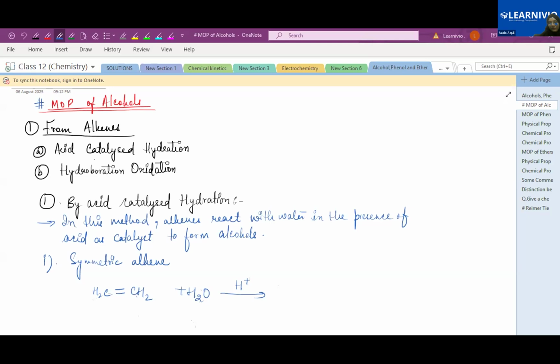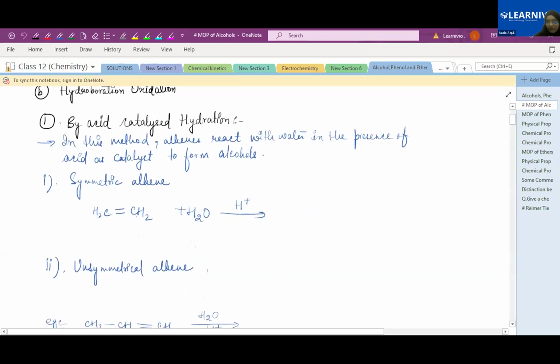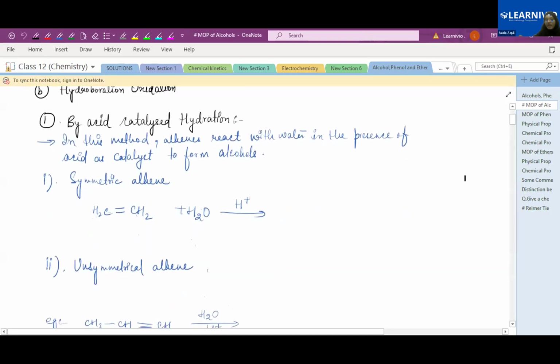So let's first see the first reaction, by acid catalyzed hydration. So what does this mean? Acid catalyzed hydration: hydration in the presence of an acid as a catalyst. In this method, alkenes react with water. First, alkene का hydration होता है in the presence of acid, and they just form the alcohol.